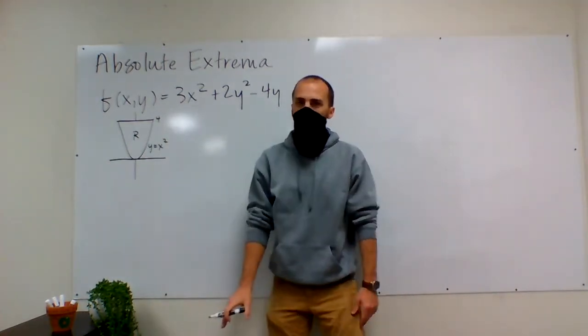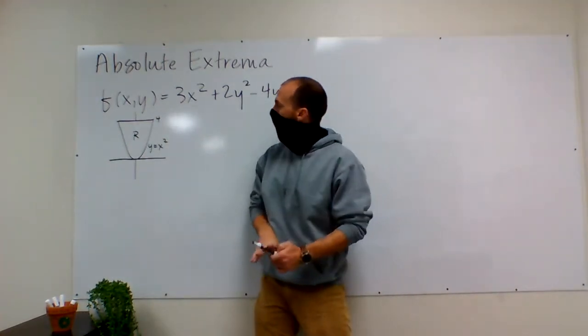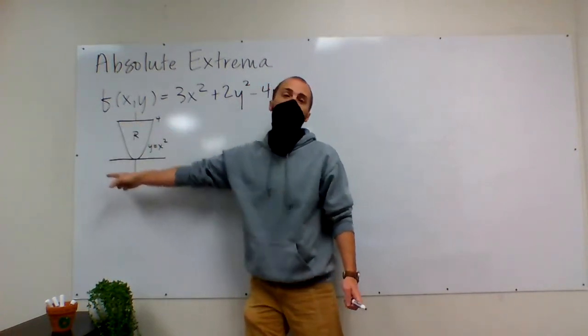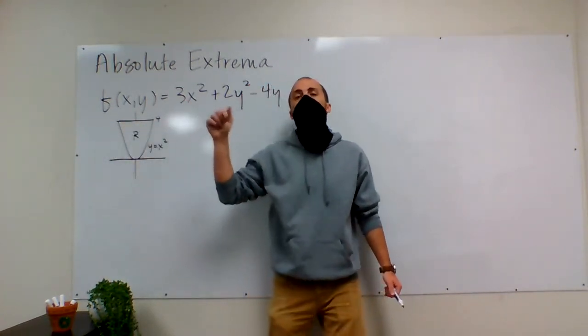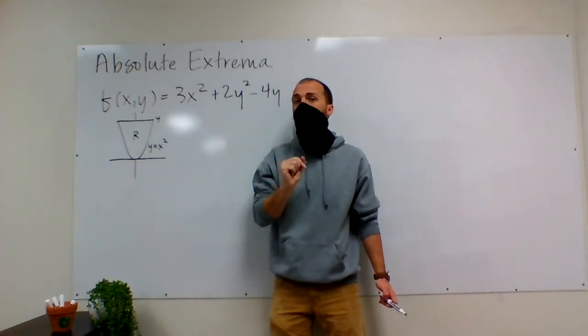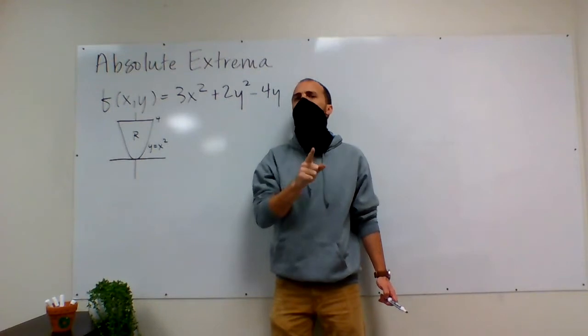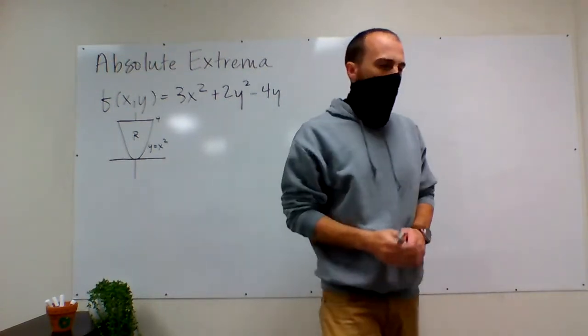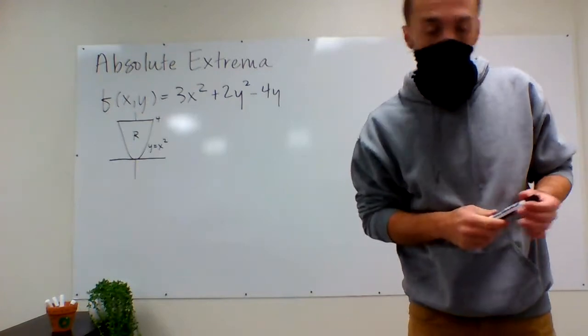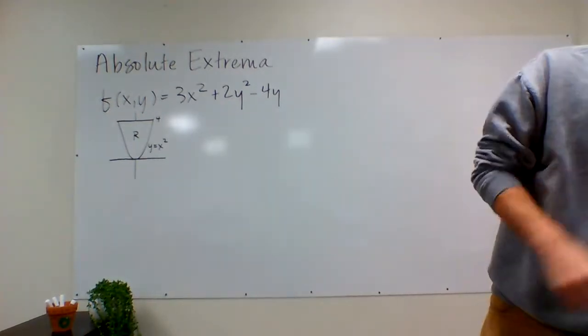Notice that the boundary of R is comprised of the curve y equals x squared and y equals 4. For y equals x squared, x is specifically between -2 and 2, and that's going to be relevant for us later. We're going to find the absolute maximum and the absolute minimum for this function over that region.